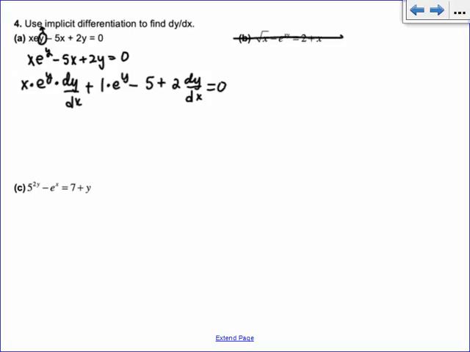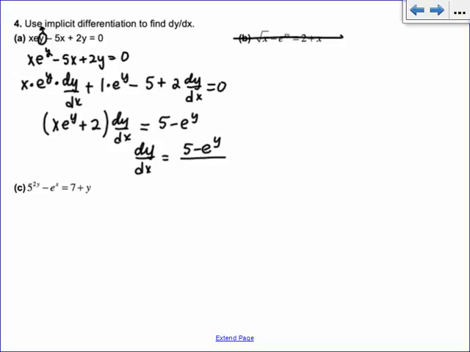So same thing, just like normal implicit differentiation. Product rule for this first part. All right, so I want to get all of the dy over dx's on one side. So I'm going to have x e to the y plus 2 times dy over dx. And then everything that didn't have a dy over dx on the other side. So I'm going to have 5 minus e to the y. So our answer, dy over dx, is equal to 5 minus e to the y all over x e to the y plus 2. That's it.